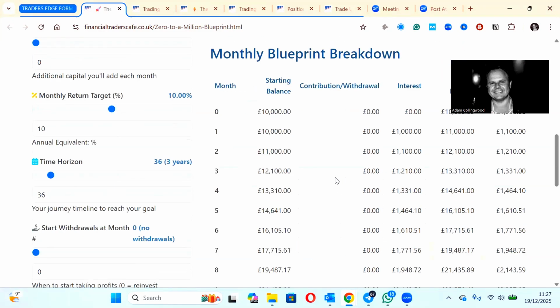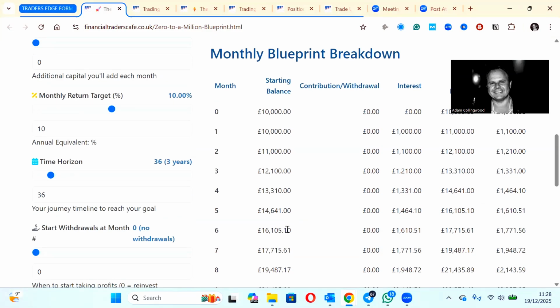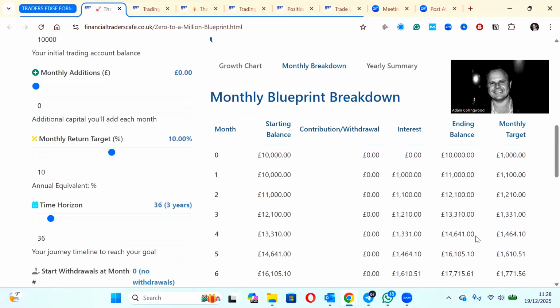Here's the monthly breakdown. So 10,000, you end up with 11,000 if you made 10% after month 1. Month 2, you've got a different target now because you've got a bigger balance. You've now got 11,000 to play with, and you now need to make 1,100 for the month. So your new balance will be 12,100. You get to month 6, you've now got a compounded account balance of 16,000. You make 10% that month, you now need a bigger figure. So you now need to make 1,610, whereas initially you only needed to make 1,000. This is what the final account balance will look like, 17,715, and so on.